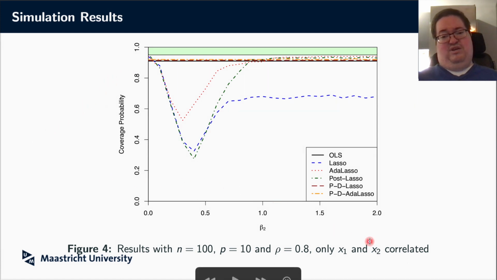Now look at the final case that created even bigger problems, dropping coverage to 30%, where only x1 and x2 are correlated. Well, again, there's no way to disturb the performance of the post-double selection methods, whether you do the lasso version or the adaptive lasso version. So yes, it does exactly what it should. It completely eliminates the problems that we had with the standard lasso inference, and that with such a very simple trick.